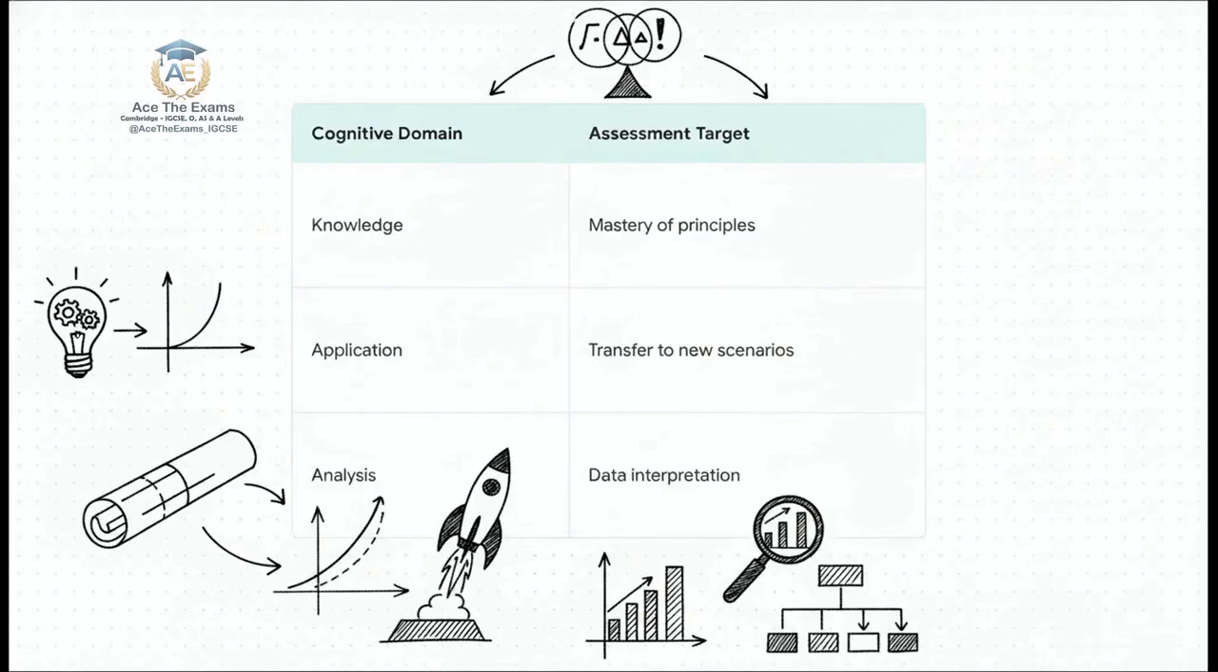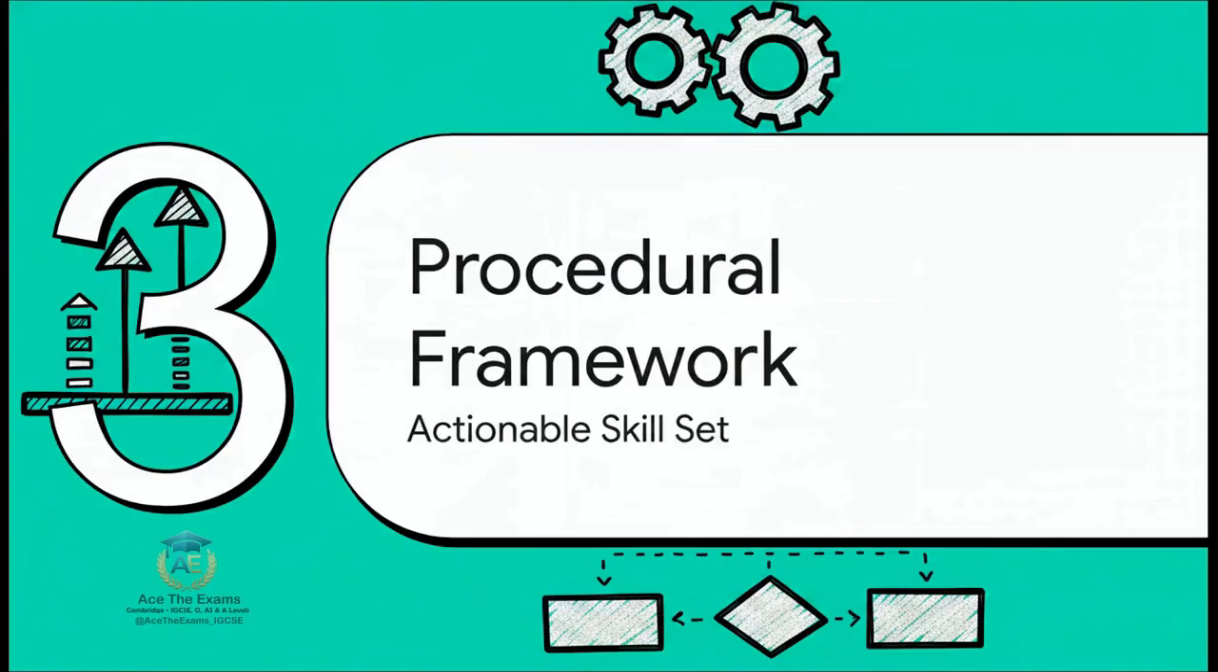The examiners are grading you against 3 distinct cognitive domains. First, knowledge and understanding. Do you actually master the fundamental principles of a normal line? Second, application. Can you transfer that to a new scenario? And third, analysis. Can you interpret the data systematically? If your paragraph layout doesn't directly address all 3 of these assessment objectives, your argument is getting thrown out of court. Section 3. The procedural framework.